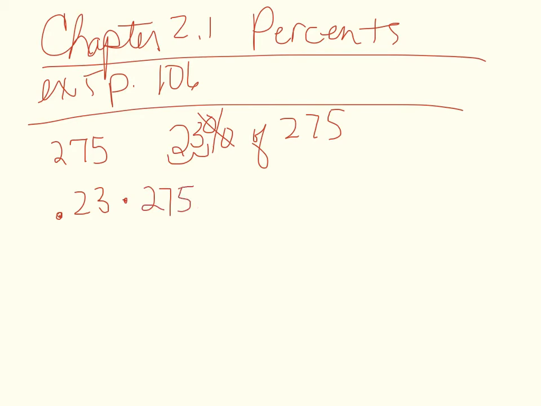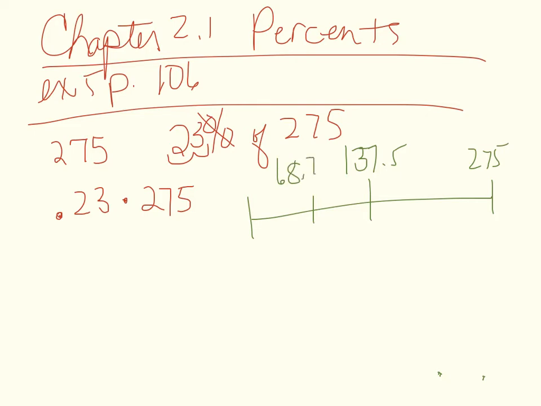Let's get an estimate first before we start. Here we go. The whole thing would be 275. Half of that would be 137.5. A quarter of 275 would be around 68.75, and 3/4 would be 206.75. And so 23 would be very close to 25%.